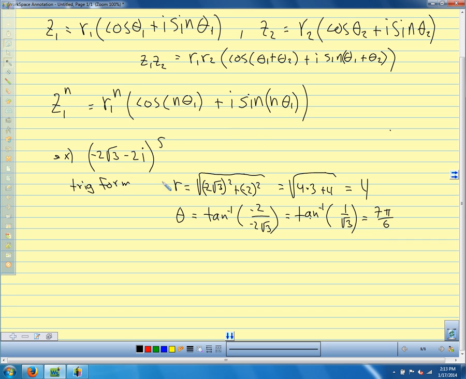So our fifth power here, negative 2 square root of 3 minus 2i to the fifth, is going to be r to the fifth, so 4 to the fifth, times the cosine of 5 times 7 pi over 6, so 35 pi over 6, plus i times the sine of 35 pi over 6.